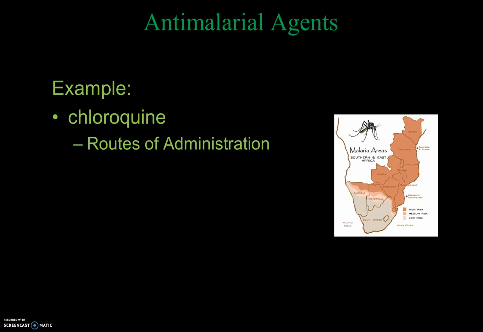Orally in children, it's 5 milligrams per kilogram once weekly, starting 2 weeks prior to entering the endemic area and for 8 weeks afterwards, not to exceed 300 milligrams per day. If you're treating an acute attack of malaria, the oral dose for an adult is going to be 600 milligrams initially, 300 milligrams at 6 to 8 hours, and then 24 hours and 48 hours after that initial dose.